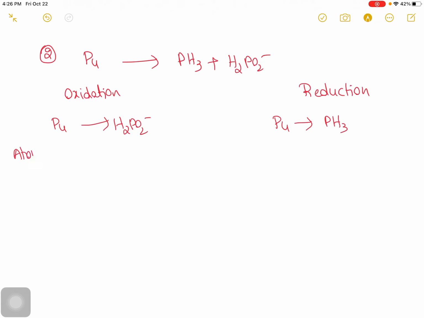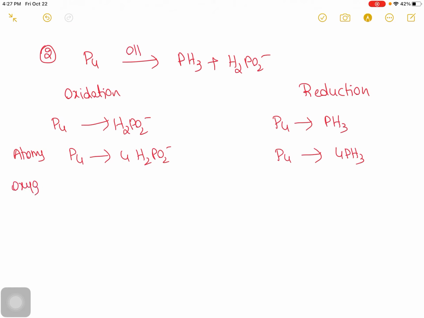And the first step is balancing of atoms. 4 phosphorus are there on the left side, 1 phosphorus on the right side. So we have to multiply with 4: 4H2PO2 minus. And here also 4 phosphorus on the left side, 1 phosphorus on the right side. So P4 gives rise to 4PH3. Atoms are balanced.